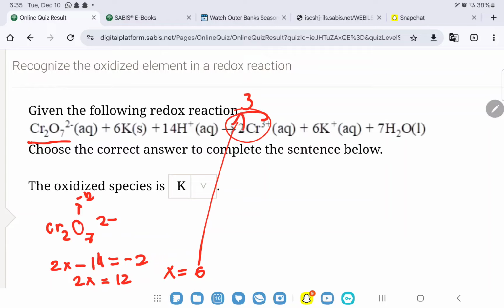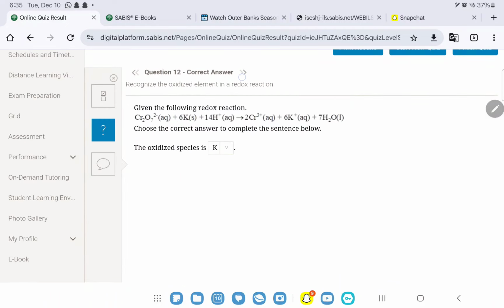That's why we don't choose Cr2O7. Now let's see K, it was 0. K became plus, so plus 1. Going from 0 to plus 1 means it increased, means it got oxidized. So the one that's increasing is K. That's why we choose it. Now let's move on.